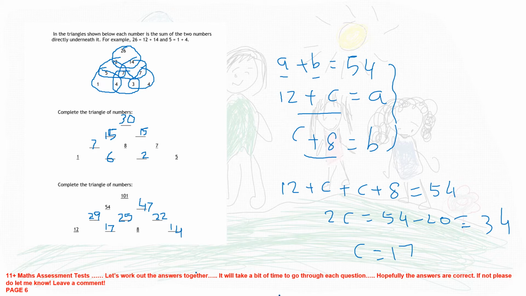I think this is how we're going to do it. So we get 101, we have 54 plus 47 is 101, we have 12 plus 17 is 29, and we have 17 plus 8 is 25, and then 8 plus 14 is 22. So I think it all adds up nicely, and this is done.